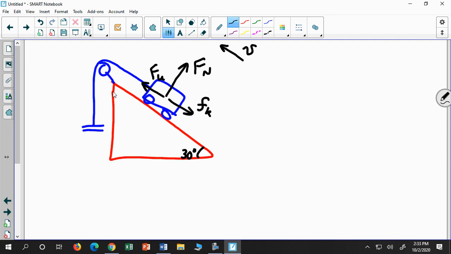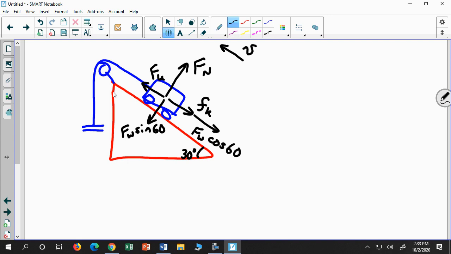I'm going to go ahead and resolve it into its components. You should know how to do this. If you don't, come see me. The y component is Fw sine of 60. And then the x component is Fw cosine of 60.